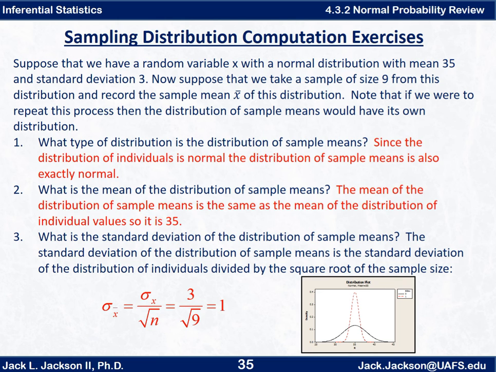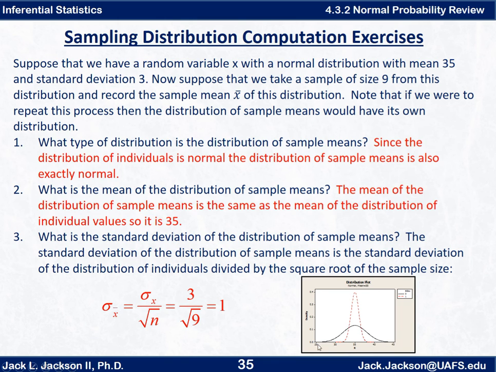And what is the standard deviation of the distribution of sample means? The standard deviation of the distribution of sample means is the standard deviation of the distribution of individuals divided by the square root of the sample size, or in a formula, sigma of x bar equals sigma of x divided by square root of n. Now sigma of x was 3, n was 9, square root of 9 is 3, 3 divided by 3 is 1, so the sigma of the x bars is 1, and here you have the two distributions graphed together.